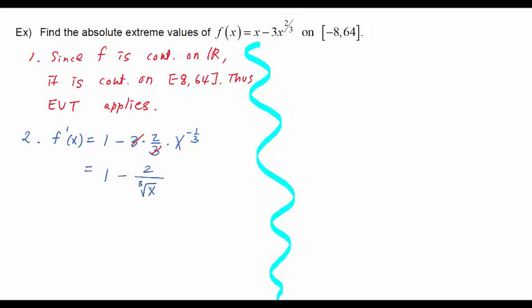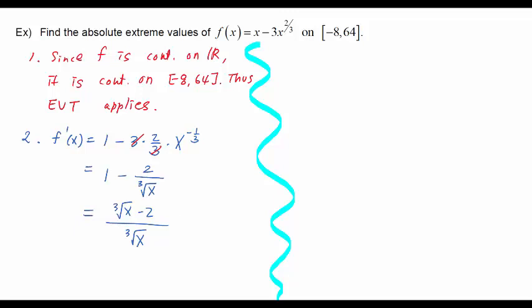If you want to use a common denominator, 1 is cube root of x over cube root of x. So I can write this as cube root of x minus 2, over cube root of x. Why do you do that? Well, you have to write it like this to see when f prime is 0 or when f prime does not exist.